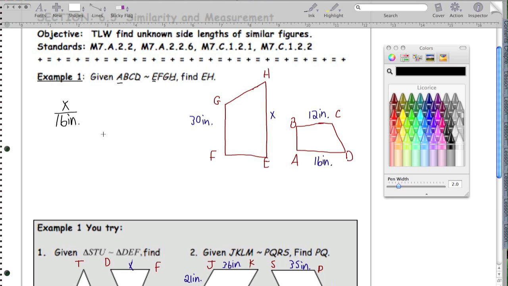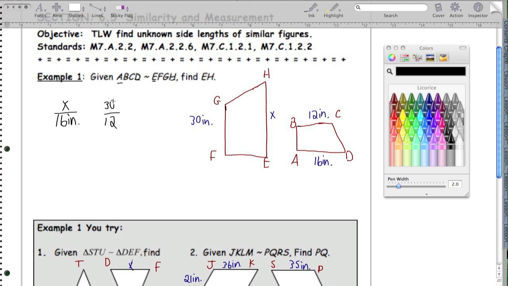Now the property about similarity that we saw in the last lesson tells us that any pair of corresponding sides is going to have the same ratio. So whichever corresponding sides I choose, the ratio is going to be the same. First I said X corresponds to 16, so I made a ratio. But now I can write another ratio. How about this one? Starting with my original figure, I'm going to go 30, and then the side corresponding to 30. 30 corresponds to 12.